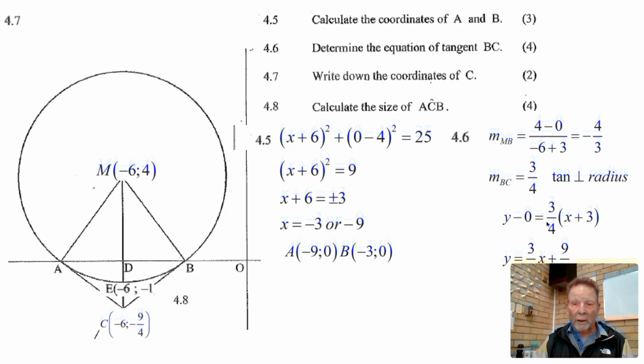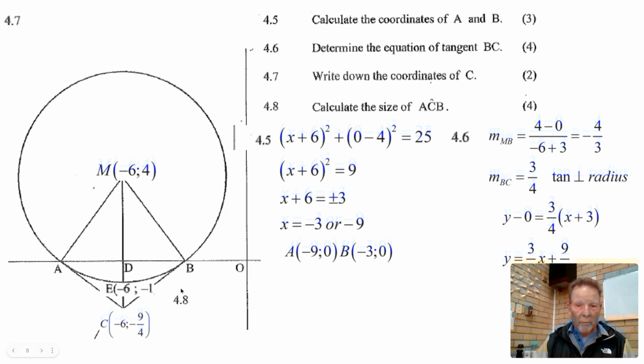And we know that it goes through y is 0 and x is minus 3. We just put it into the gradient point formula, and we get the answer. Y equals 3/4 x plus 9/4. It looks like it hits up here like that. That looks reasonable. Write down the coordinates of C.